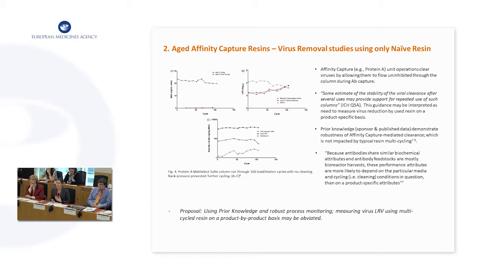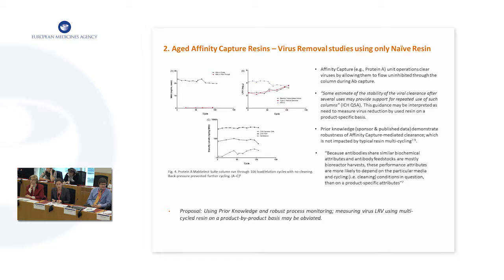The ICH Q5A guidance that is utilised for viral clearance studies can be interpreted to indicate that each product should be measured for virus reduction following resin multicycling, in addition to evaluations in naive resin. But prior knowledge, both published data as well as industry and in-house knowledge, would indicate that affinity capture mediated clearance is not directly impacted by typical multicycling, especially if the manufacturing process utilises conventional cleaning regimens and is operated under GMP conditions.